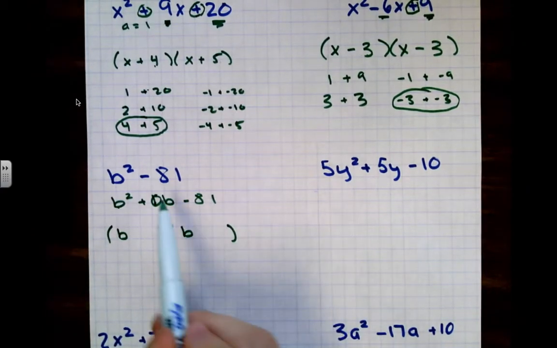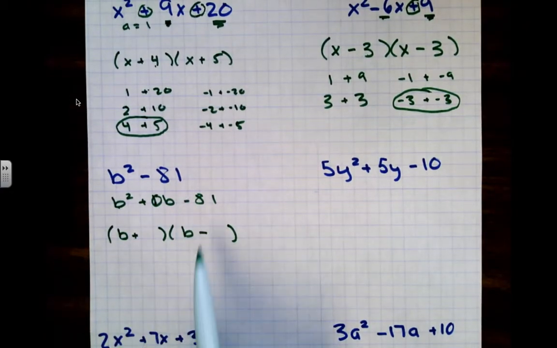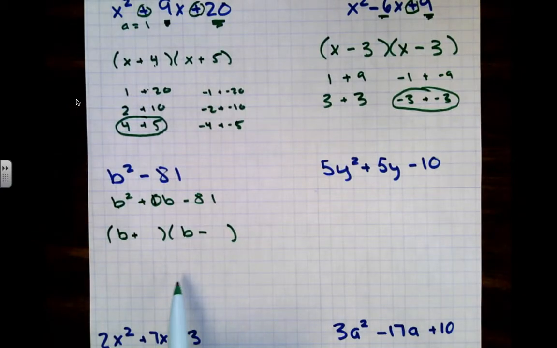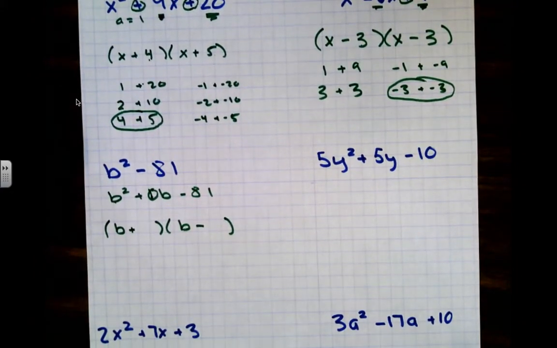So now when I look at my trinomial here, I have a negative sign here. What that's going to tell me is I should have a plus and a minus when I go through on these factors. It should be b plus something and then b minus something on the other side. Same process as before. Find 2 numbers that multiply to negative 81.